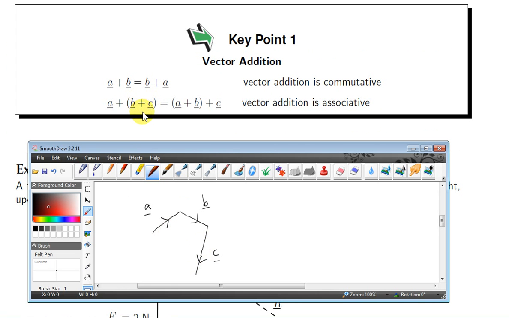First of all, we could add b and c together and add the result to a, or we could add a and b together and add the result to c. Let's suppose we add b and c together. Well, we apply the triangle law. We join the tail of b to the head of c.